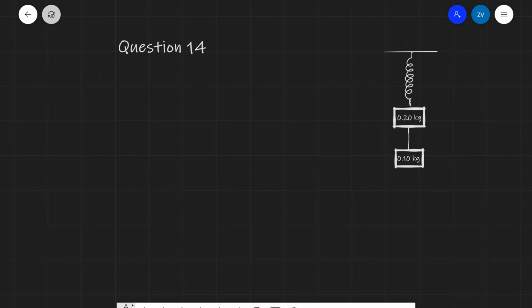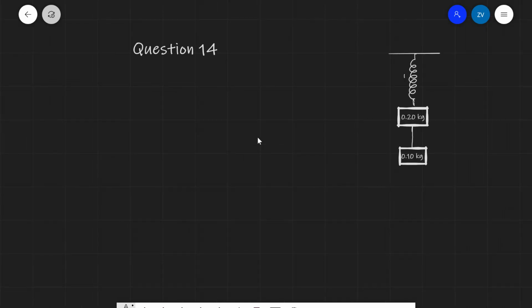Okay, question 14. This is a really interesting one. So let's think about the forces involved acting on, let's say, the 0.20 kg mass prior to the cutting of this string. So first off, we have a spring force which is acting upwards. So let's just draw that.